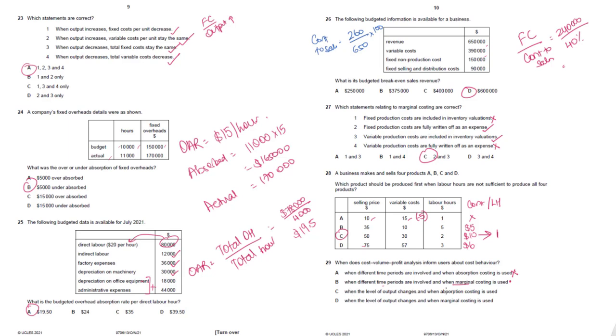Then option C, when the level of output changes and absorption costing is used. Again, absorption costing is not related, so no. And then D, when the level of output changes and when marginal costing is used. Yes, this looks correct because cost volume profit analysis involves how the cost, contribution, revenues, all of this behave when output changes. If you increase or decrease output by a certain number, what would be the eventual change in the profit? So 29D.